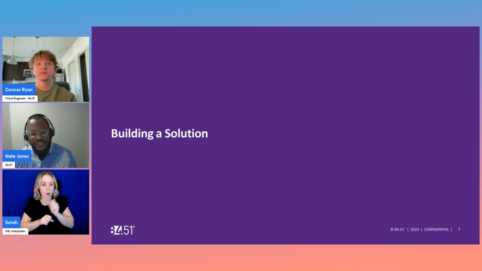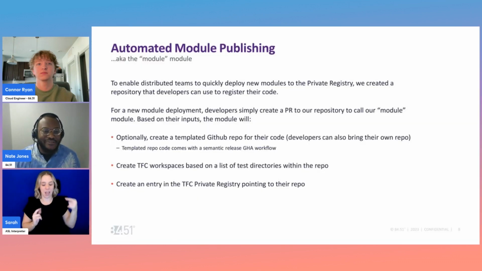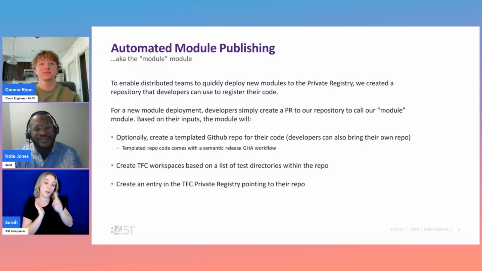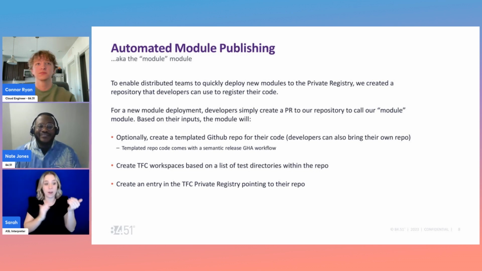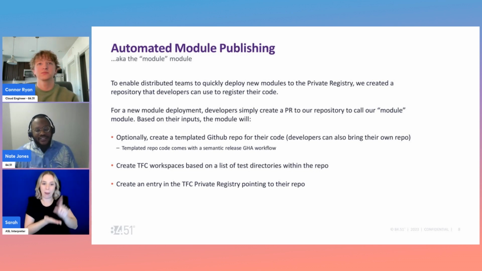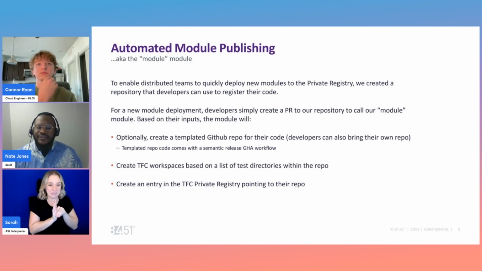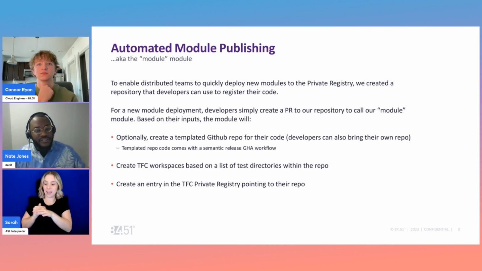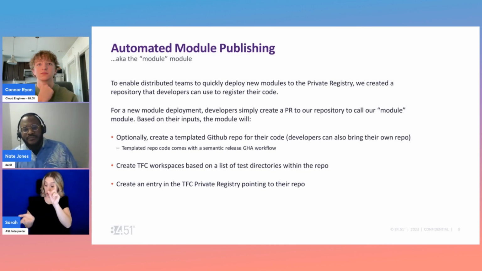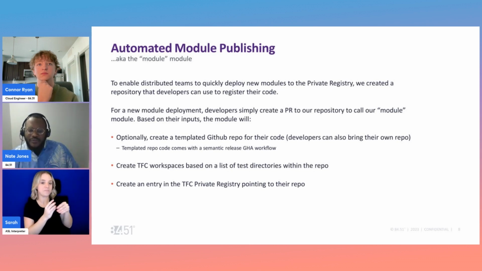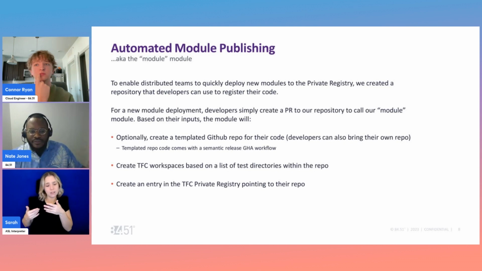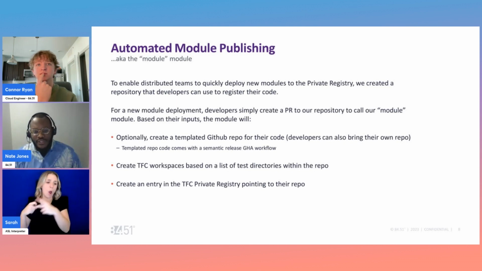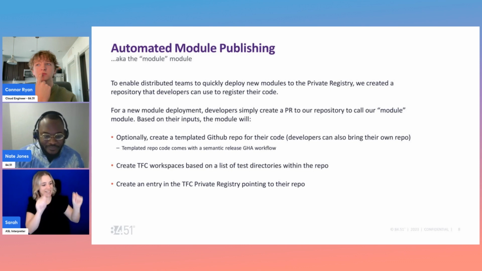So, we'll dive a little bit more into the solution here, and then we'll get to the demo. So, first thing is automated module publishing. We call it the module, right? So the idea here is a GitHub repo that developers can PR into and just say, hey, I want a new module. So if that PR is approved, they'll get a templated Git repo that includes our semantic release workflow. We also included an on-ramp if they wanted to bring their own repo, but we really encourage them to use the templated repo so that we can keep that consistent structure of how a module should look.